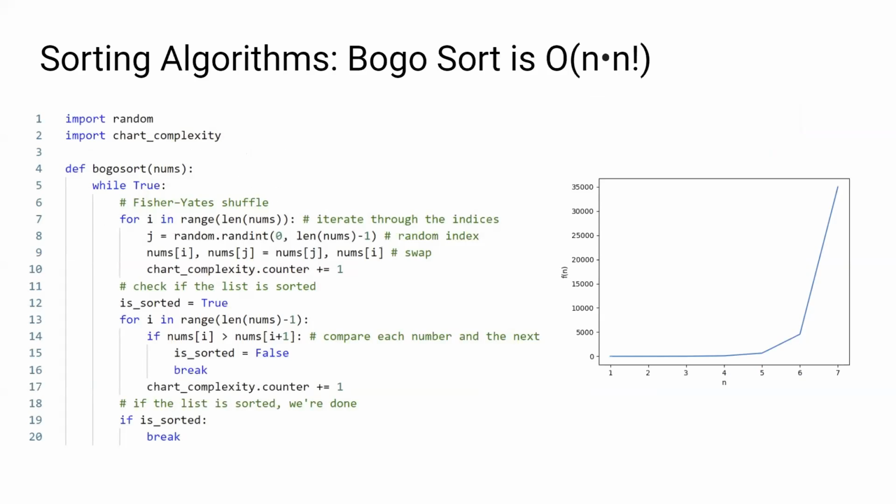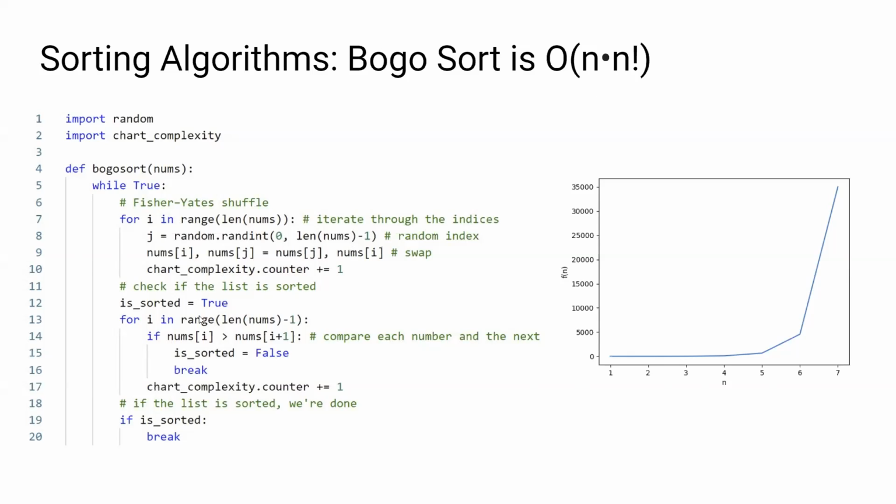And we also have to check if it's sorted, which is an O of n operation. So that's why you get the O of n times n factorial, because on average, this infinite loop will go n factorial times. And then inside here, we actually have to loop n times to check if it's sorted. Oh, and we also need to take n steps to shuffle it. This is called the Fisher-Yates shuffle algorithm. Basically, we iterate through the indices of the list, pick a random other index, and then swap the elements of those 2 indices.